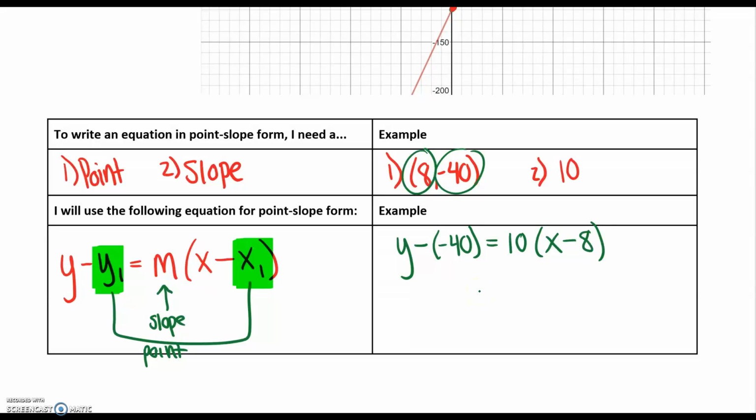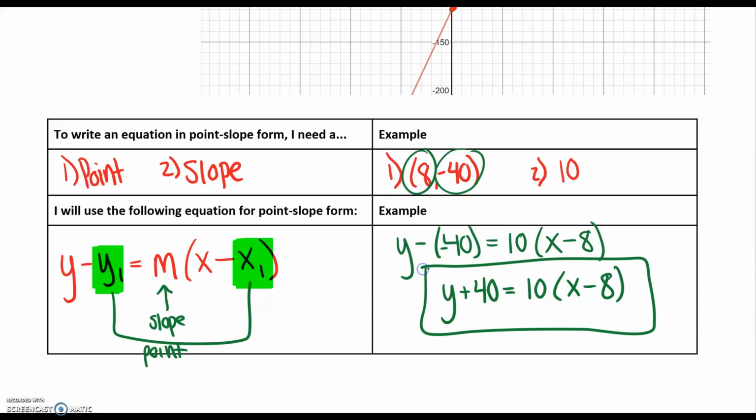And you always want to simplify at the end if needed. Whenever you subtract a negative, it's the same thing as adding. So y minus -40 means y plus 40 equals my slope times x minus your x-coordinate. So again, the only thing I simplified was, I'll rewrite that. This said y minus -40. There was a double negative. When you subtract a negative, it's actually adding. And this would be the equation of your line.